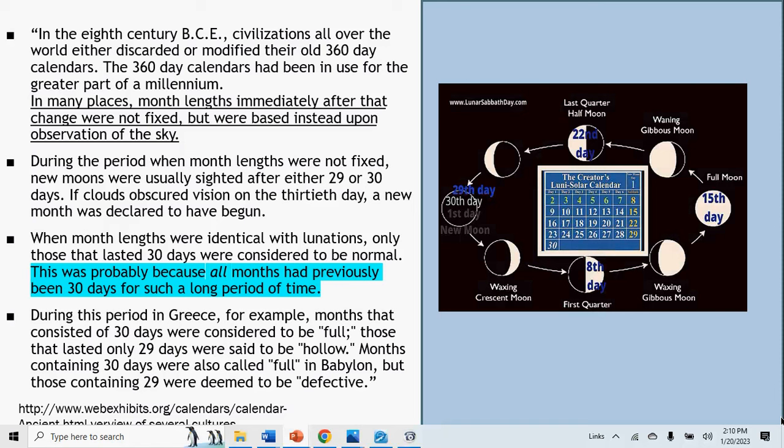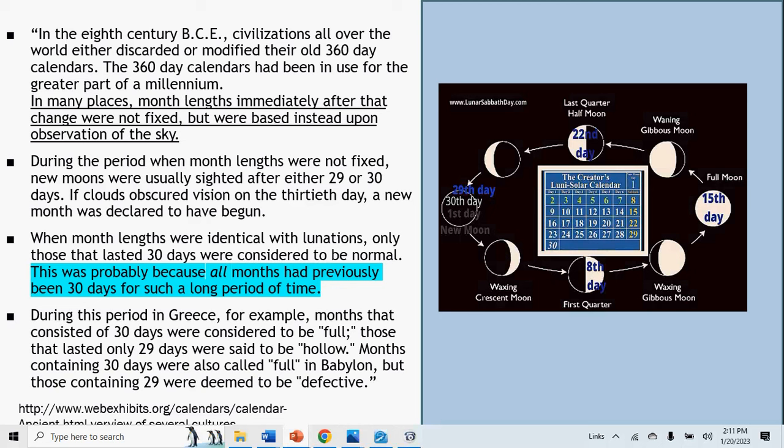In many places, month lengths immediately after that change were not fixed, but were based instead upon observations of the sky. During the period when month lengths were not fixed, new moons were usually sighted after either 29 or 30 days. If clouds obscured vision on the 30th day, a new month was declared to have begun.